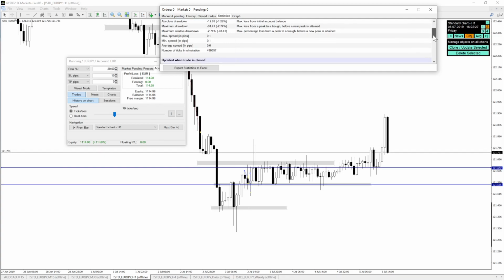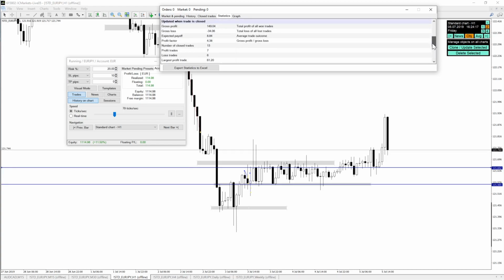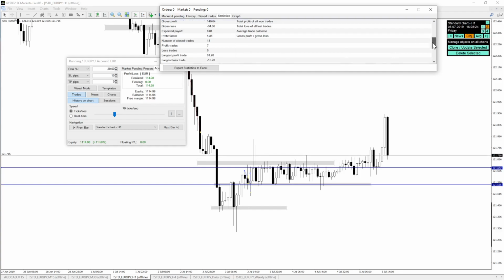I think 10%, 11% a week is pretty good. Gross loss, $34. Win, like $149. Largest profit trade, $61.